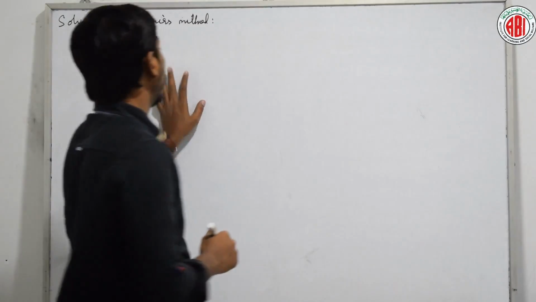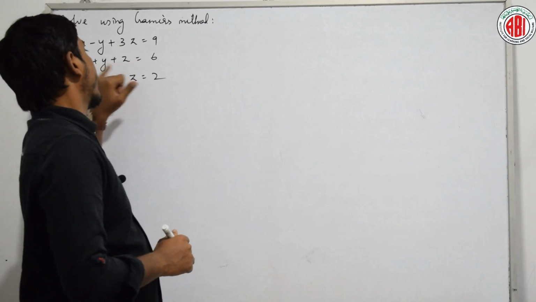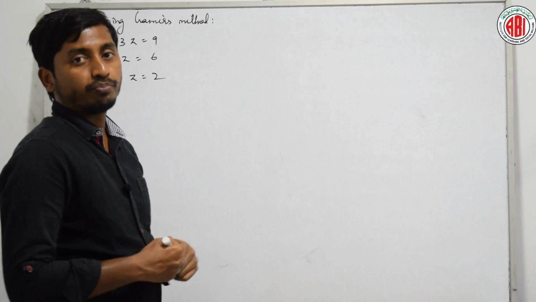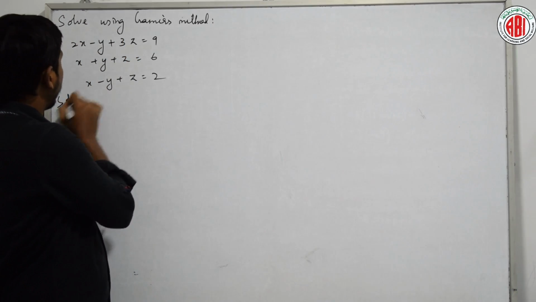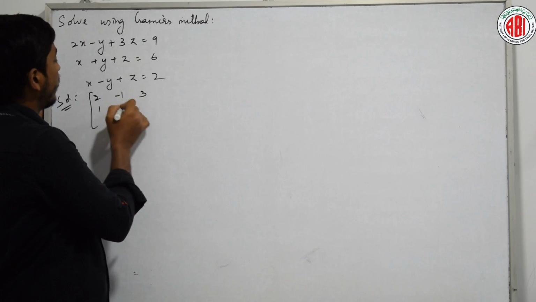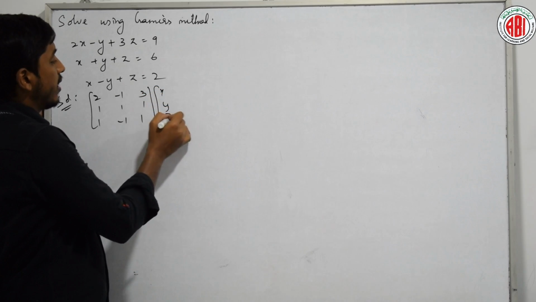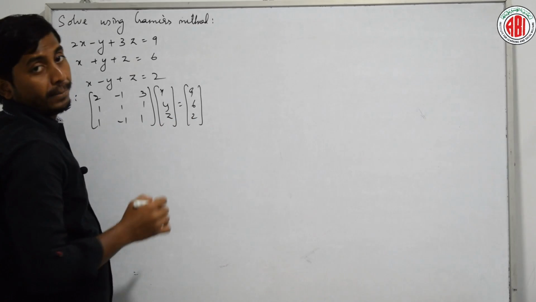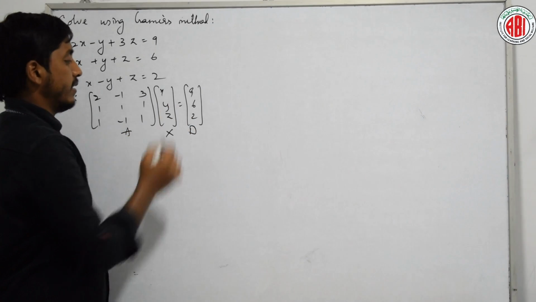Same question again, they gave the three equations, that is 2x minus y plus 3z is 9, x plus y plus z is 6, x minus y plus z is 2. Okay, what's the first step? We have to convert it into matrix form, that is [2 -1 3; 1 1 1; 1 -1 1] into [x y z] equal to [9 6 2]. Is it right? This is A, this is X, this is D.